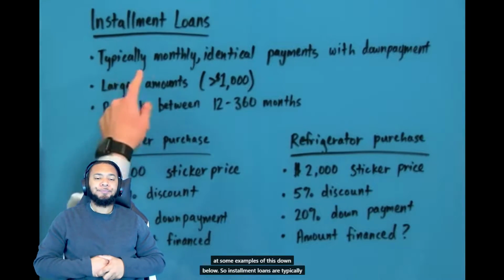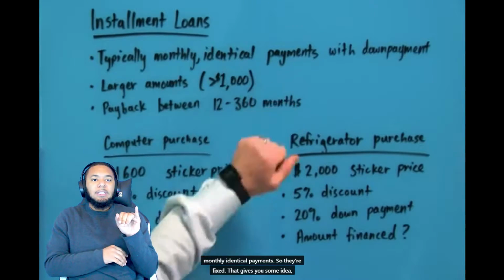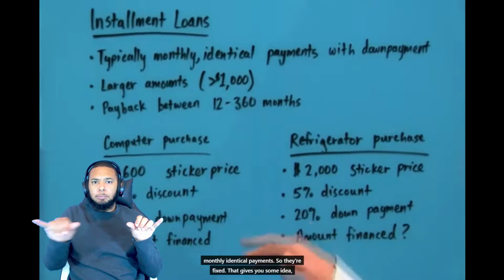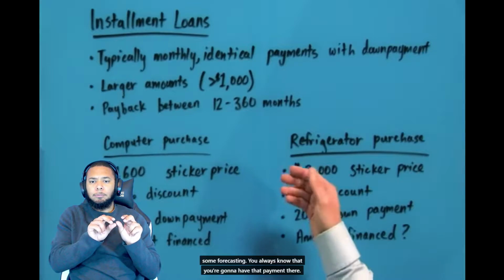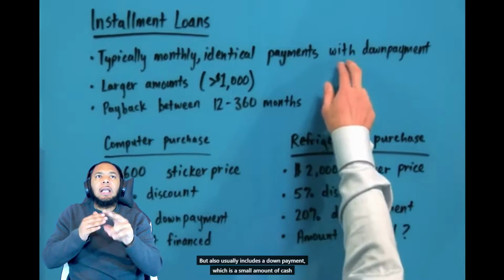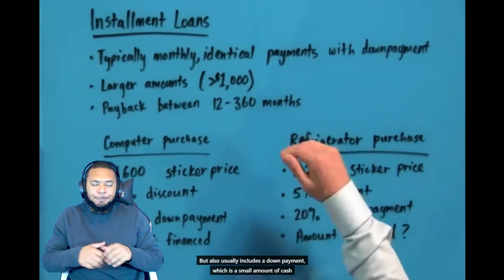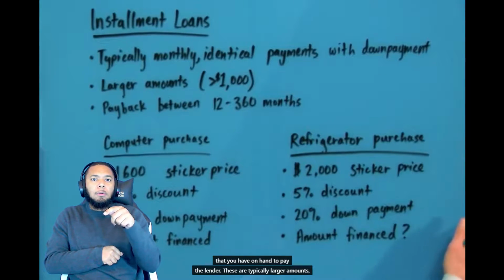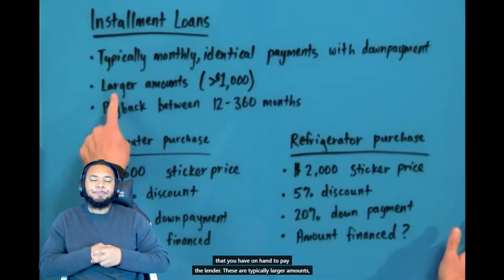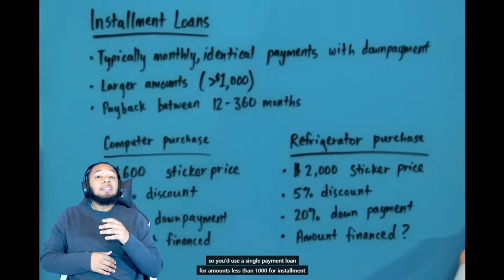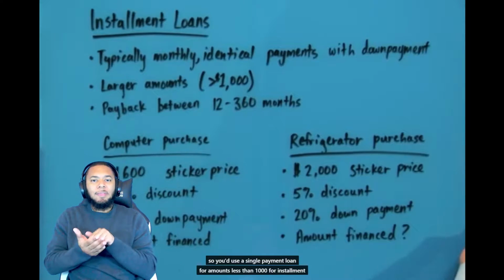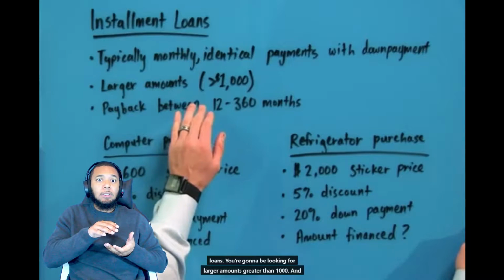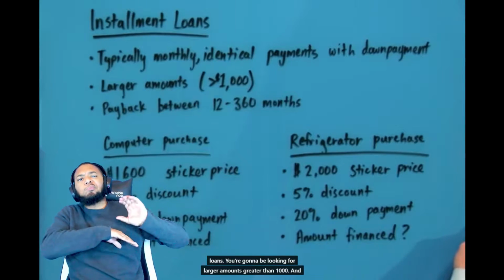So installment loans are typically monthly identical payments, so they're fixed. That gives you some idea, some forecasting. You always know that you're going to have that payment there. But it also usually includes a down payment, which is a small amount of cash that you have on hand to pay the lender. These are typically larger amounts, so you'd use a single payment loan for amounts less than $1,000. For installment loans, you're going to be looking for larger amounts, greater than $1,000.